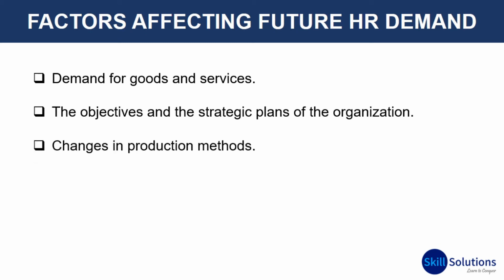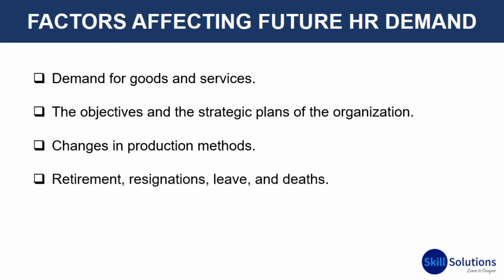Changes in production methods. Changes in production methods have a direct influence over human resource planning. For example, when the production method changes from labor intensive to capital intensive, the human resource demand reduces. Retirement, resignation, leave, and death. Finally, external factors. External factors such as economic, social, political, technical, and legal factors in the environment may also influence the future demand for human resources.